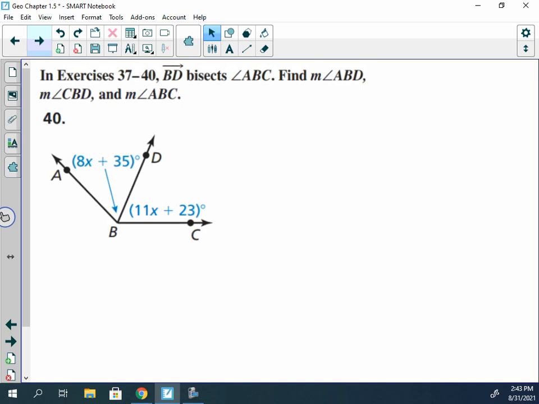So I would at least draw the angle and the two measures, 8x plus 35 and 11x plus 23.